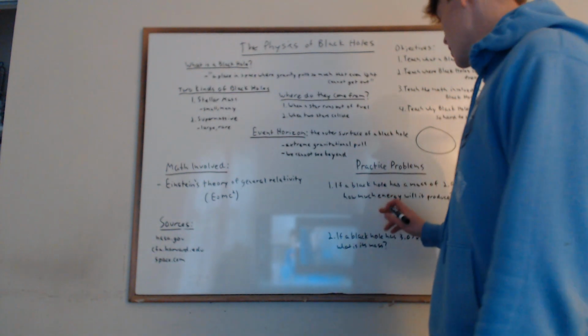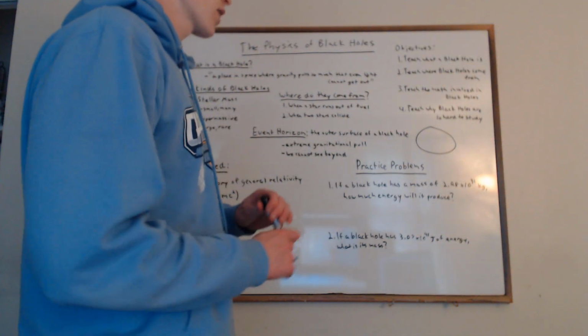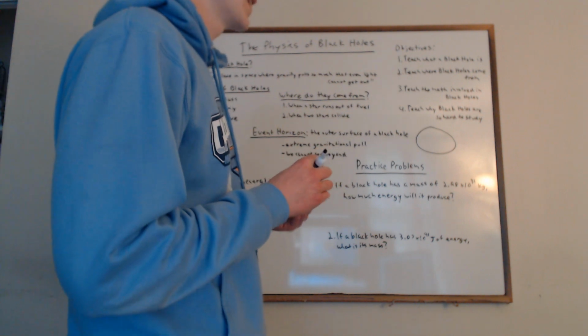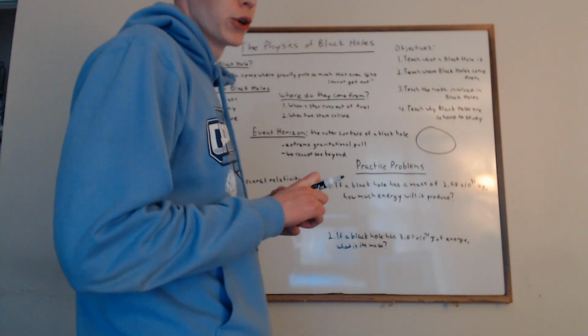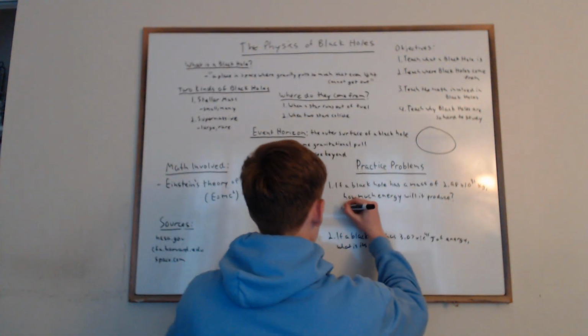Alright, so I have a couple of practice problems over here that pertain to this equation. First of all, if a black hole has a mass of 2.98 times 10 to the 31 kilograms, how much energy will it produce? So all we have to do here is, we're looking for E.